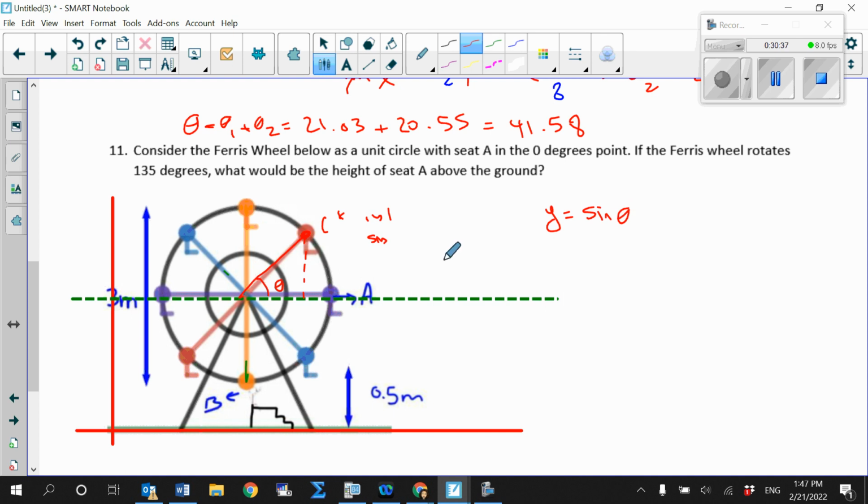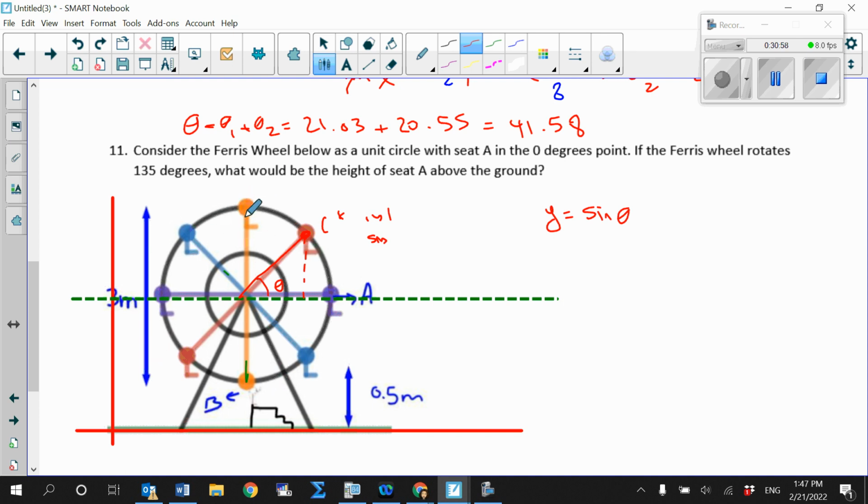However, as you see, if I consider the coordinate plane here, this point, which is a 0, angle 0, is basically starting from here, which is a little bit above the ground. So the function is basically shifted up a little. How far is it shifted up?